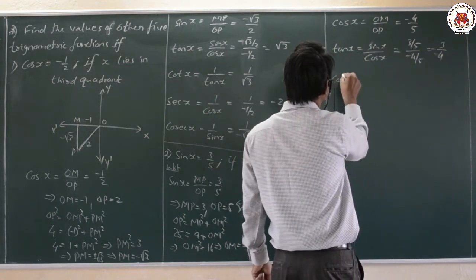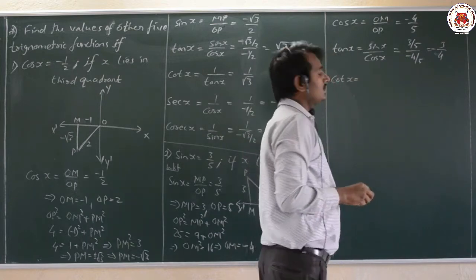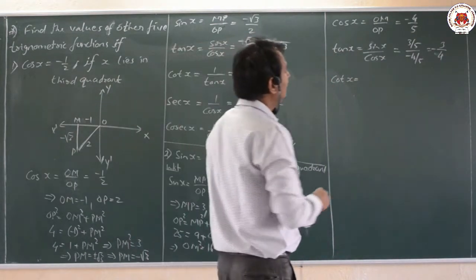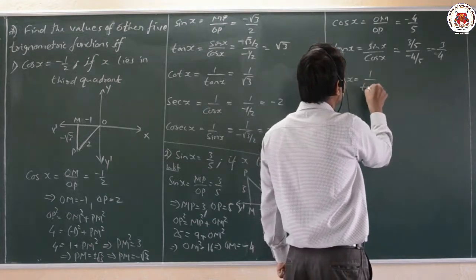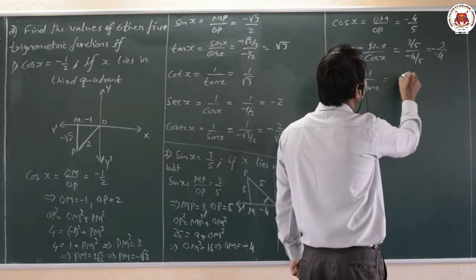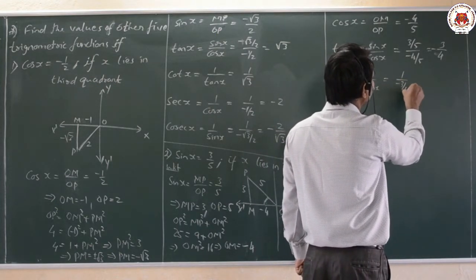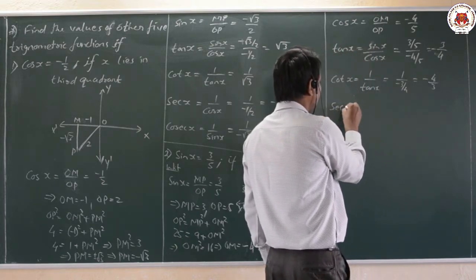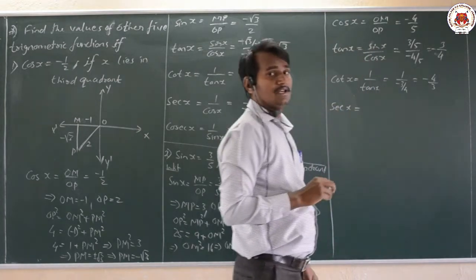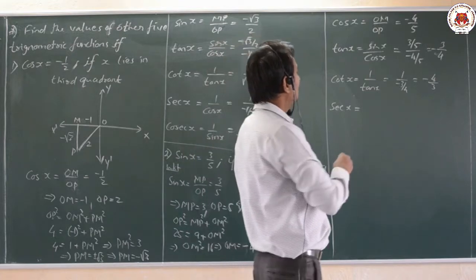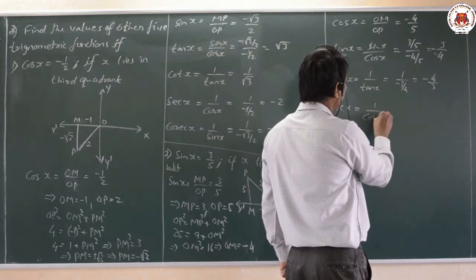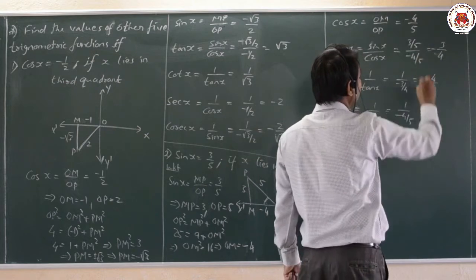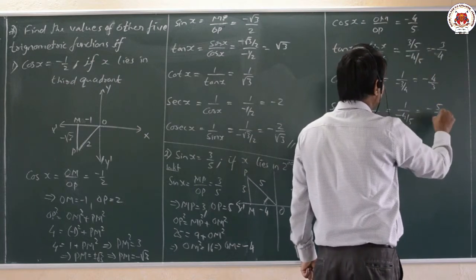Then cot x. What is the value for cot x here? Very simple. Cot x means 1 divided by tan x. What we get here is 1 divided by minus 3 by 4, that is minus 4 by 3. Then secant x, that is 1 by cos x, 1 divided by minus 4 by 5, the value will be minus 5 by 4.